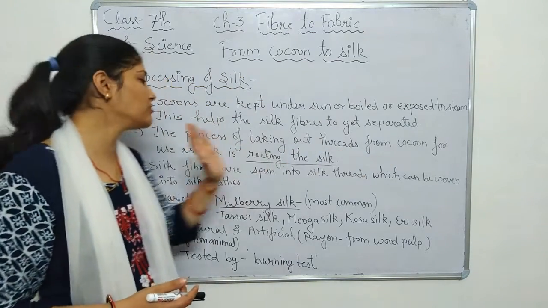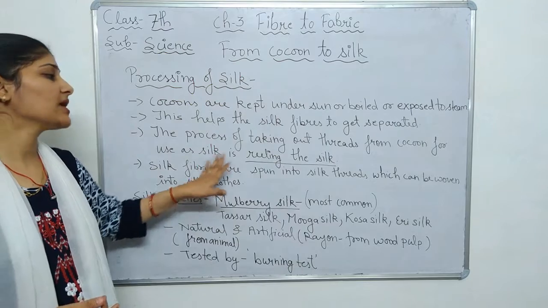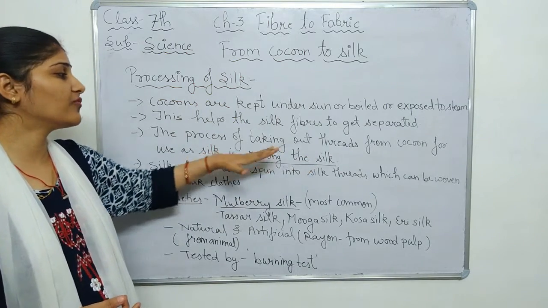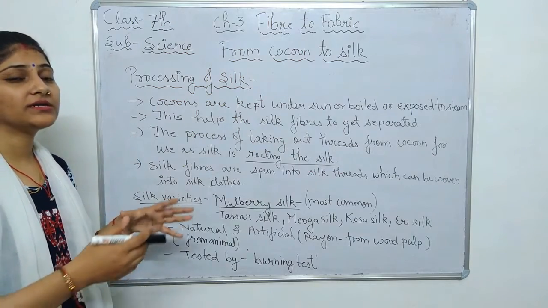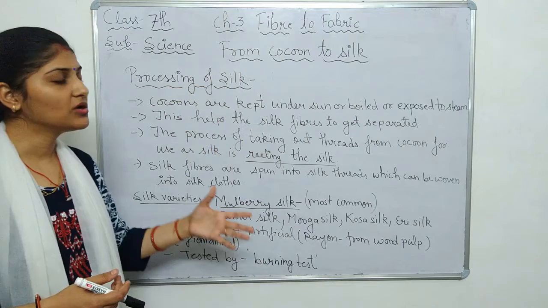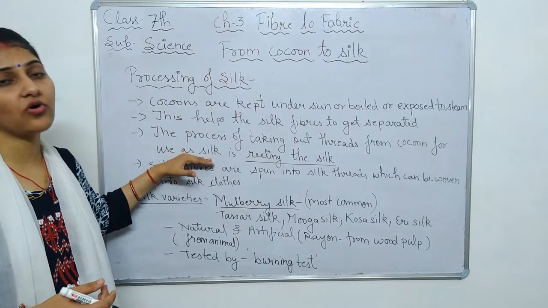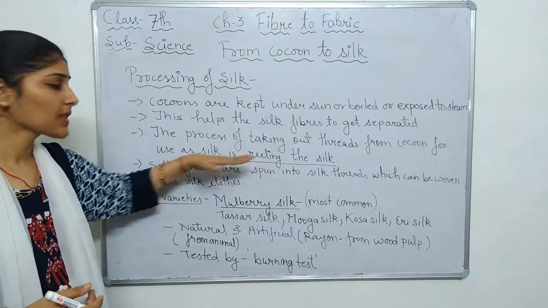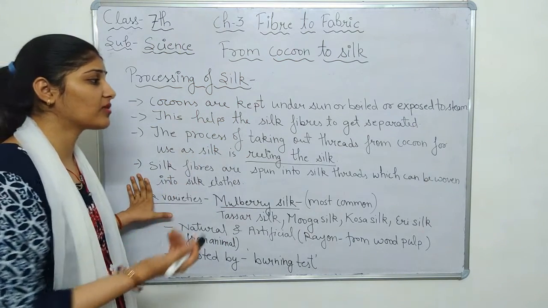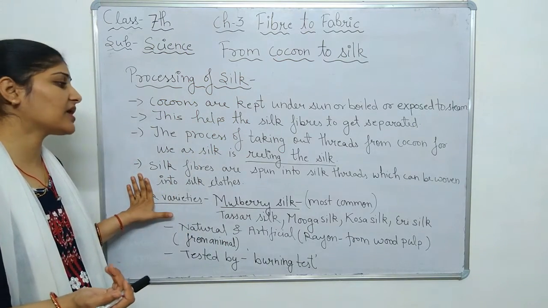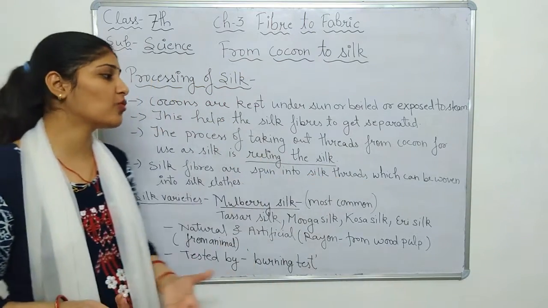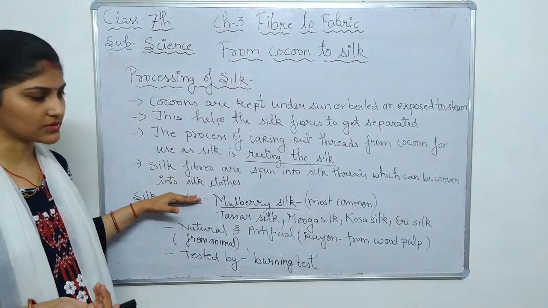Now after getting separated, the silk fibers can be taken out, and the process of taking out threads from the cocoon to use as silk is called reeling the silk. Next, after removal from the cocoon, these silk fibers are spun into silk threads which can be woven into silk clothes.